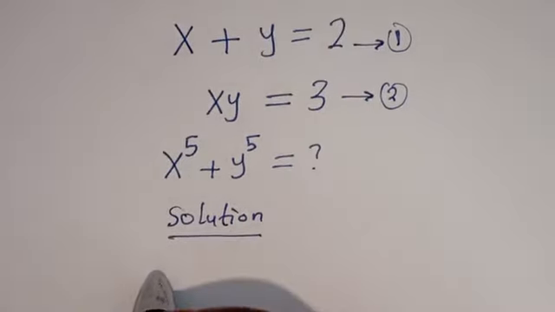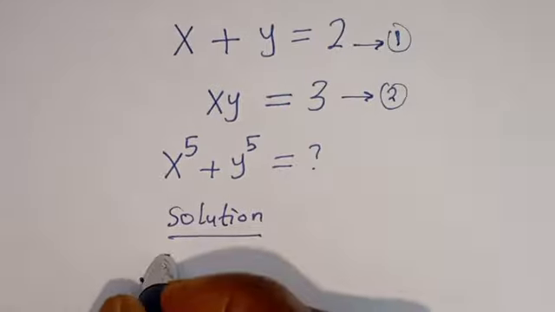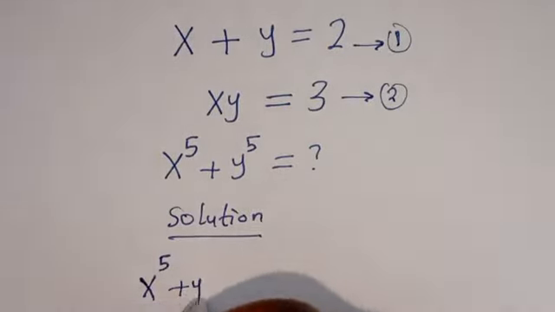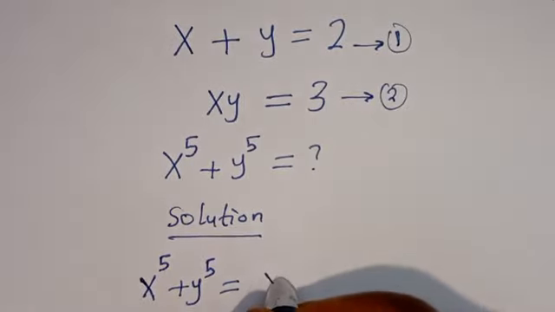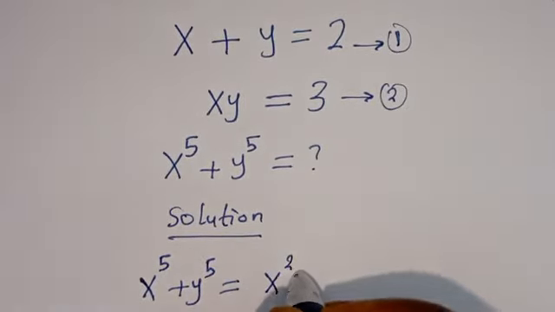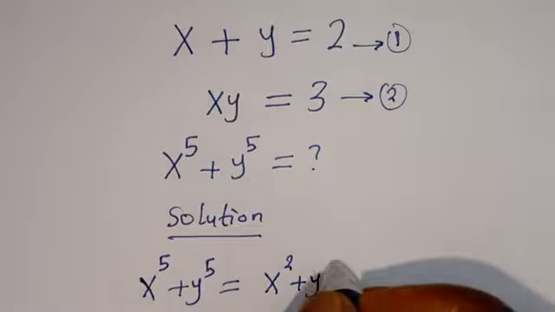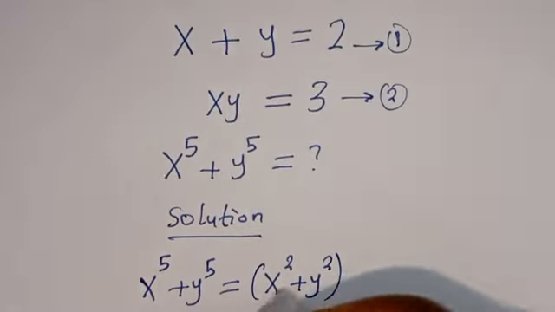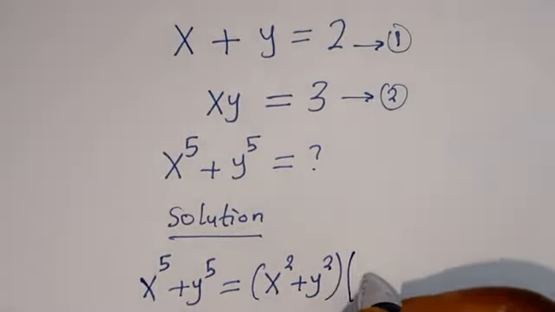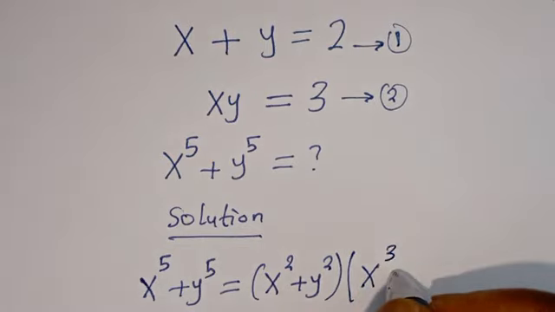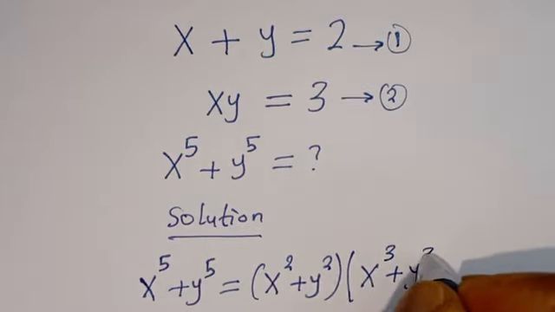Then, x to the power of 5 plus y to the power of 5 is equal to x square plus y square multiplied by x to the power of 3 plus y to the power of 3.